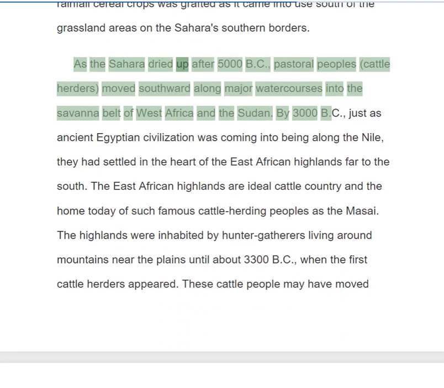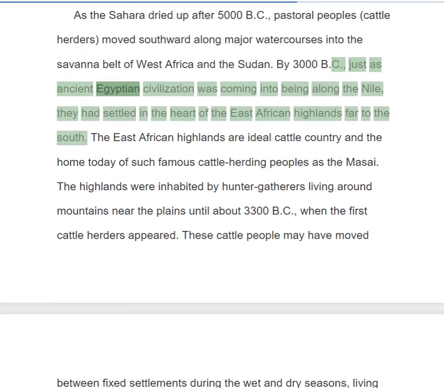As the Sahara dried up after 1500 BC, pastoral peoples moved southward along major watercourses into the savanna belt of West Africa and the Sudan. By 3000 BC, just as ancient Egyptian civilization was coming into being along the Nile, they had settled in the heart of the East African highlands far to the south.